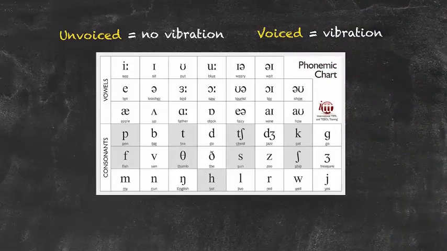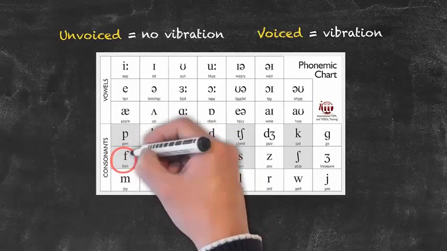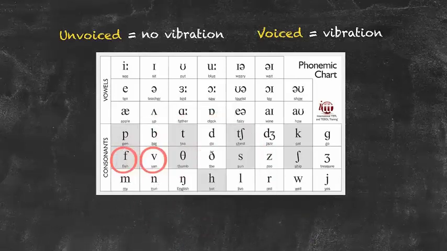Let's look at a few phonemes which are quite similar in the other aspects of their production, but the only difference is whether they're voiced or unvoiced. Take, for instance, the f and v sounds. They're both made in the same way as far as our breath is concerned, and they're made in the same way as far as the placement of our vocal organs is concerned. The only difference comes in the fact that our f sound is unvoiced. Again, that requires no vibration in our vocal cords to be made.